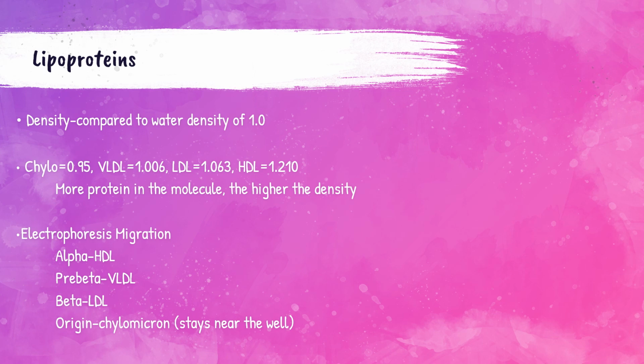So lipoproteins can also be run through the electrophoresis system. HDL molecules go towards the alpha area of the migration pattern. VLDL molecules head to the area just before the beta region, and LDL molecules go towards the beta region. And now the chylomicrons stay near the well of the electrophoresis chamber, so at the origin.